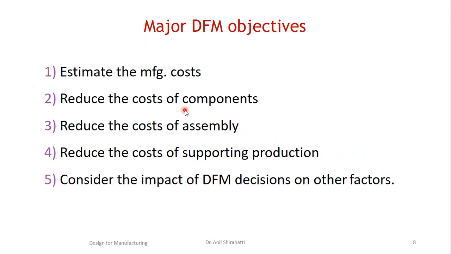So how is this done? First they estimated the manufacturing cost, then they reduced the cost of the component, reduced the cost of the assembly, reduced the cost of supporting production, and then they considered the DFMA decisions on the other factors.